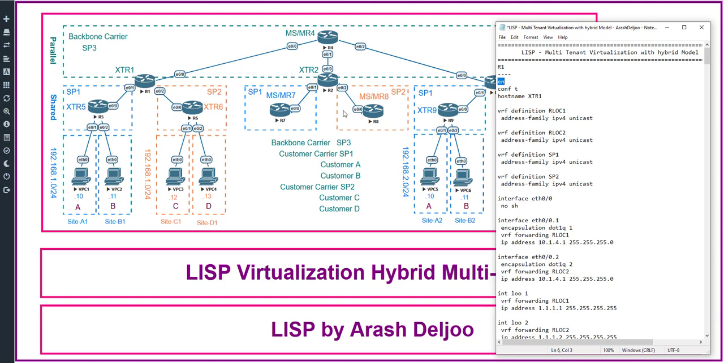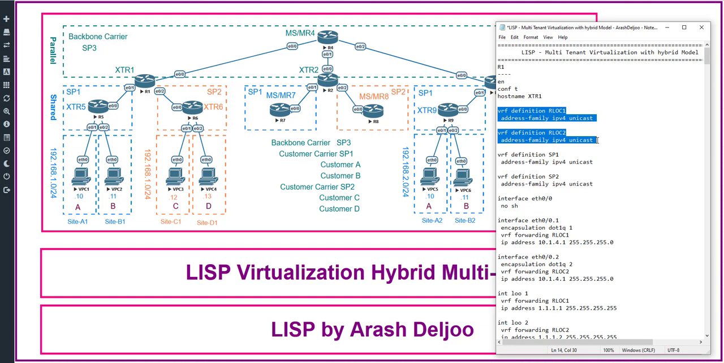Let me start. Enable, on router 1, conf t, hostname XTR1. This is the XTR1. Here, first, I'm going to configure two VRF for two RLOOK. Look at here, in R1, we have two customers, service provider 1 and service provider 2. And we want to use a different RLOOK space for each customer. Because of that, here I am configuring vrf definition RLOOK1, and also address-family ipv4 unicast, which helps us enable IPv4 in the RLOOK1 address space. And then vrf definition RLOOK2, address-family ipv4 unicast.